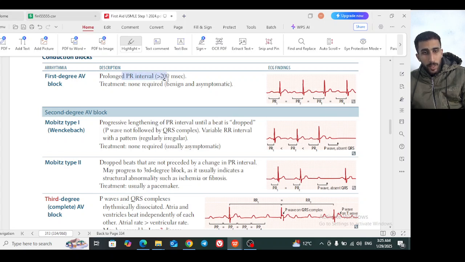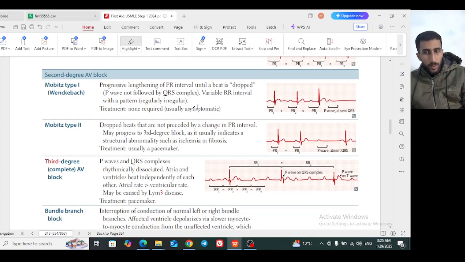You remember each small square is 40 milliseconds, so 200 milliseconds is 5 small squares. If it is more than 5 small squares and consistent throughout the ECG, this is a first degree heart block. And the treatment: none. It is a benign, asymptomatic condition. You don't have to worry about that.